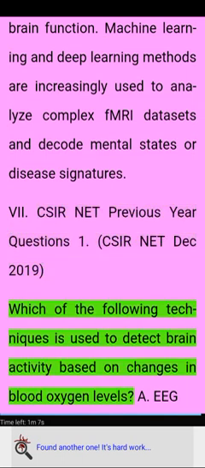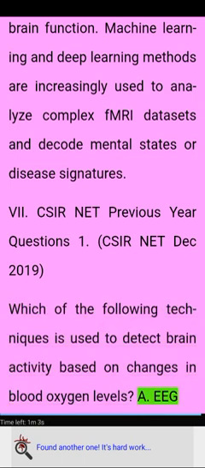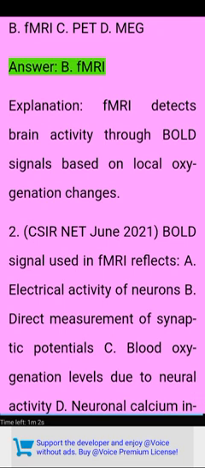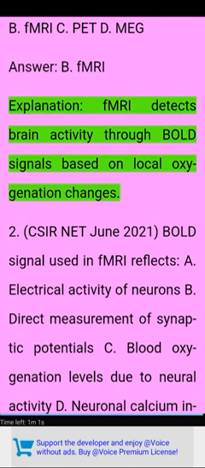CSIR-NET Dec 2019. Which of the following techniques is used to detect brain activity based on changes in blood oxygen levels? A. EEG. B. fMRI. C. PET. D. MEG. Answer: B. fMRI. Explanation: fMRI detects brain activity through BOLD signals based on local oxygenation changes.